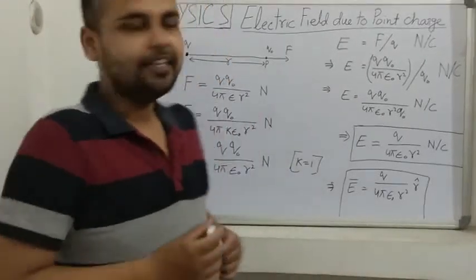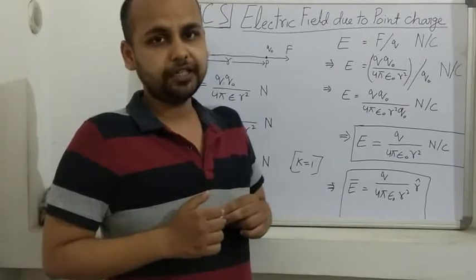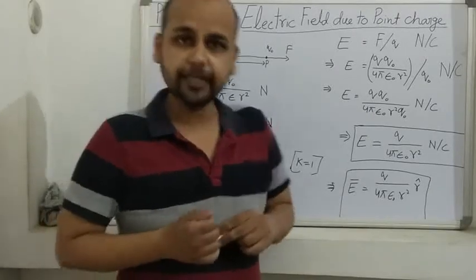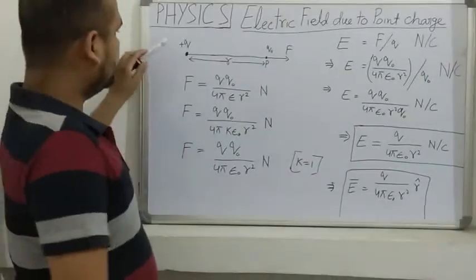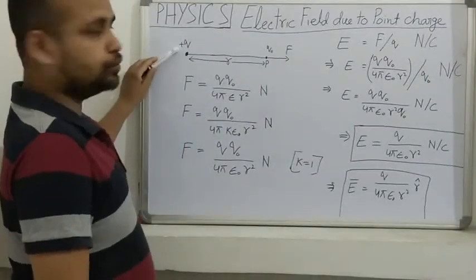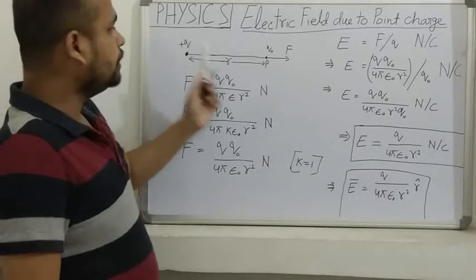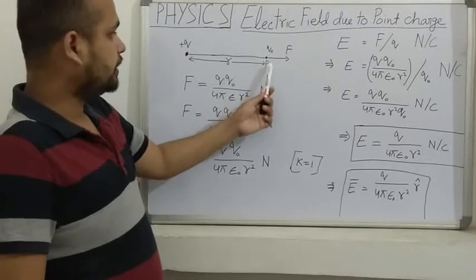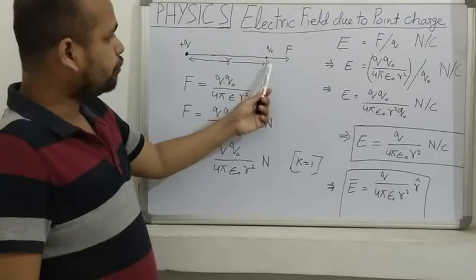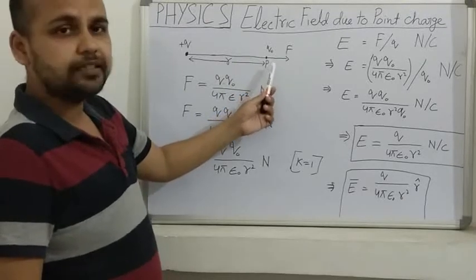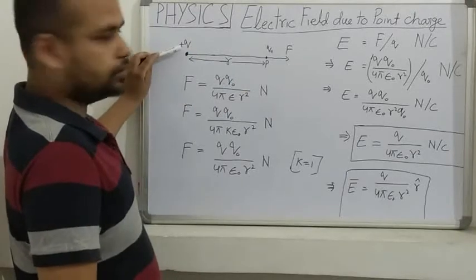Hello everybody. Today we are going to see electric field due to a point charge at any arbitrary point. Suppose here we have taken a point charge plus Q. And from this point charge plus Q at a distance R there is a point P. Here at point P we are interested to find the electric field due to this point charge plus Q.